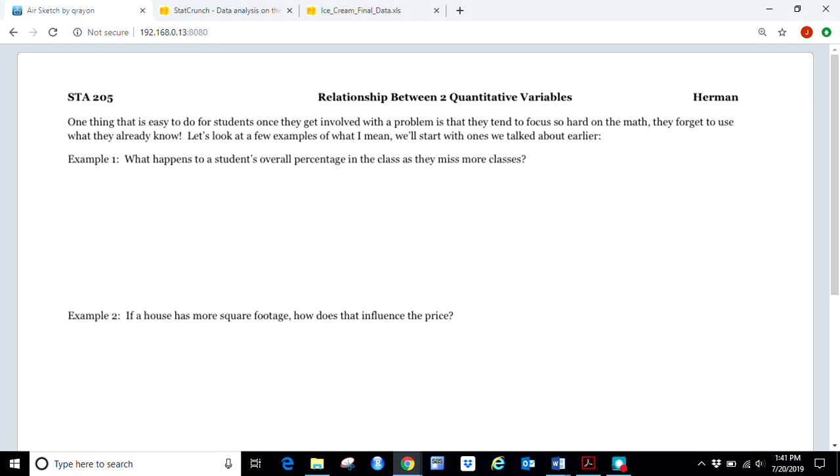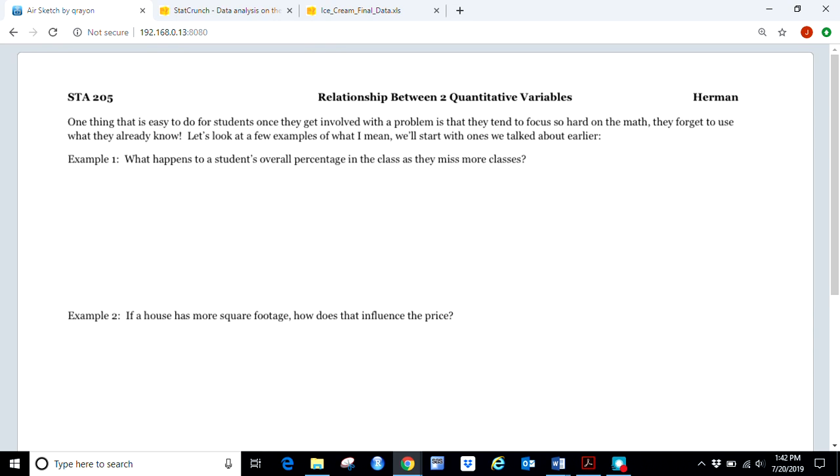Right, at this point, I just want to talk through a couple of examples because sometimes it's easy for students to get too involved in the problem and really stop thinking so much about what they already know about the problem. So we're going to look at a couple of examples, ones that we actually talked about earlier, to see what your intuition would tell you just about the context that we already know.